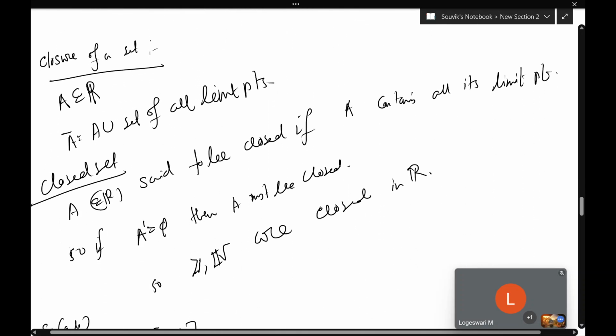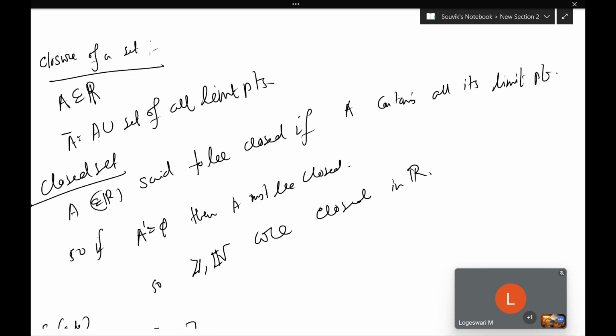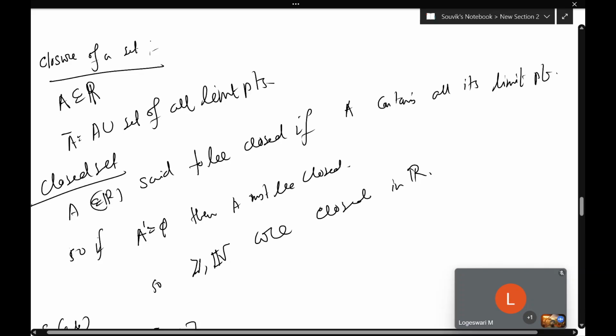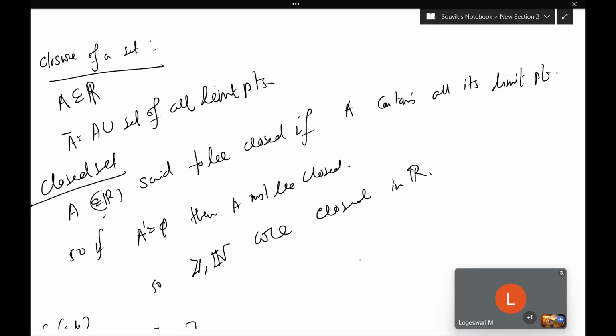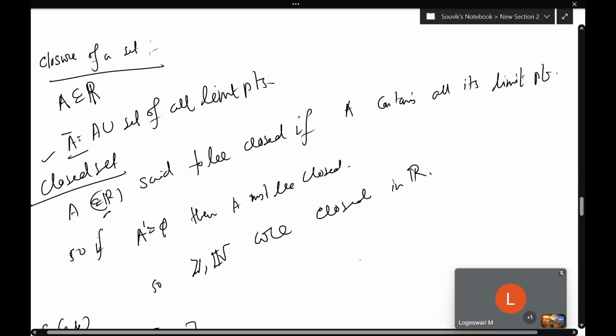So now we have introduced the notion of the closure of a set. Intuitively, the closure means collecting the set together with all its limit points. This is known as the closure. That's why the definition is like that: the closure equals the union of the set and the set of all limit points. Okay.